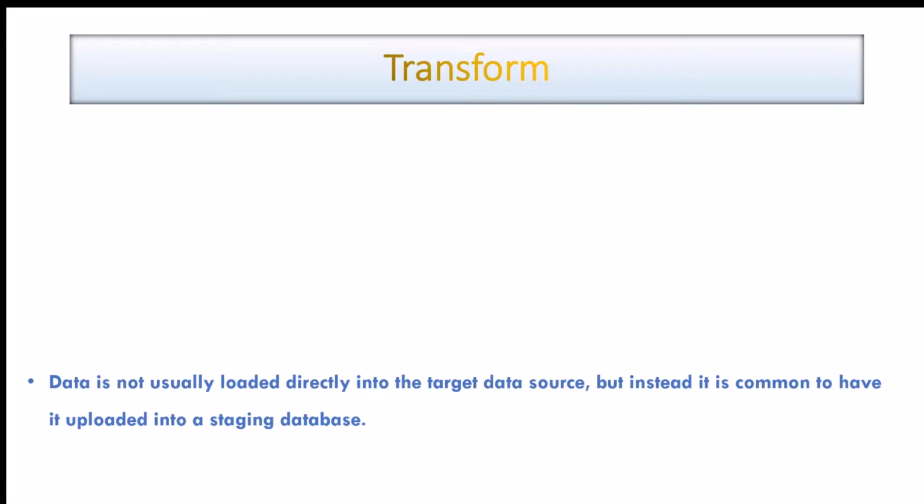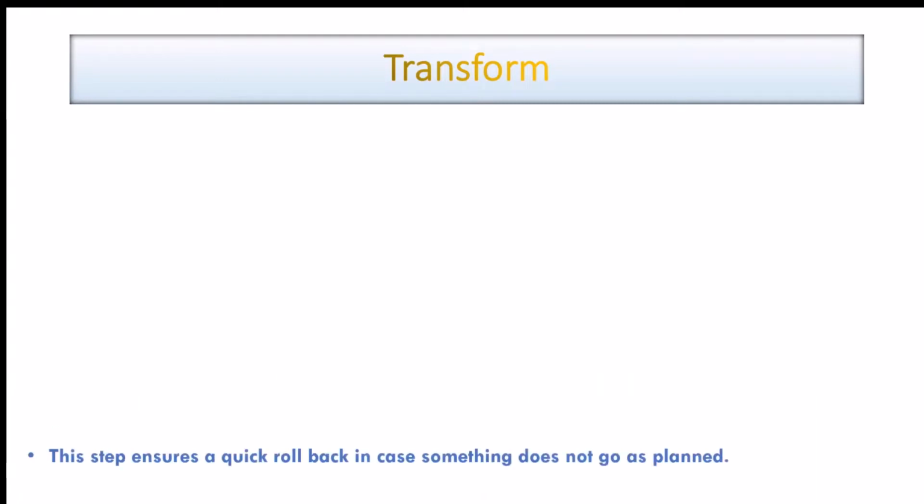Data is not usually loaded directly into the target data source, but instead it is common to upload it into a staging database. That is, our final destination would be a data warehouse, data lake or data mart. However, once the data is transformed, it may not be loaded directly into the final destination. There may be a staging area that we can use before loading into the final destination storage. This step ensures a quick rollback in case something does not go as planned.